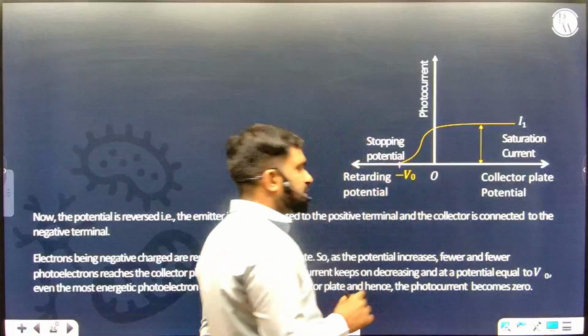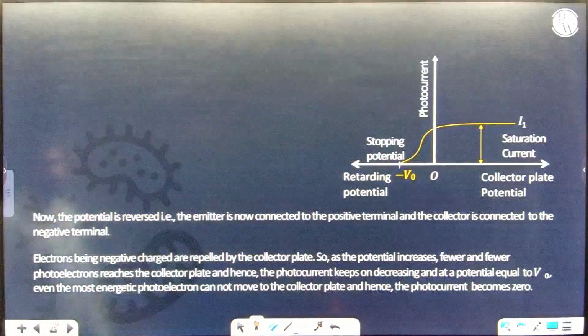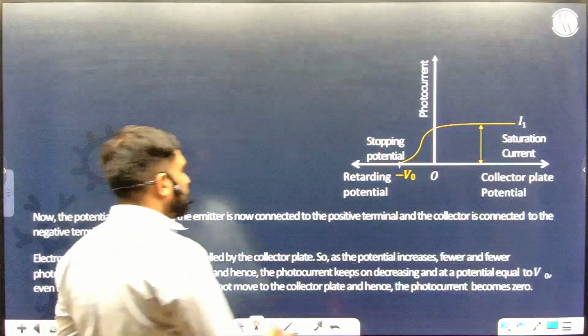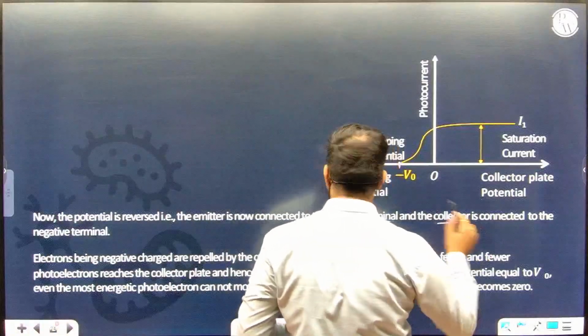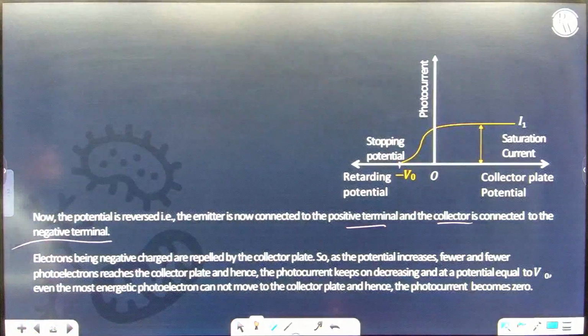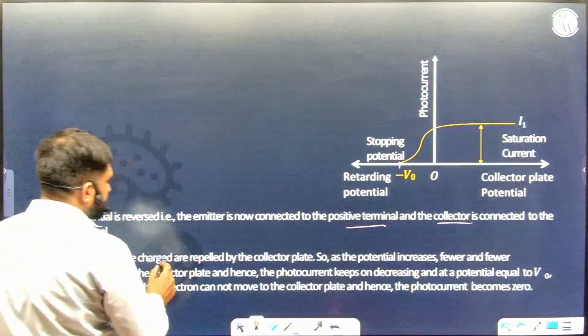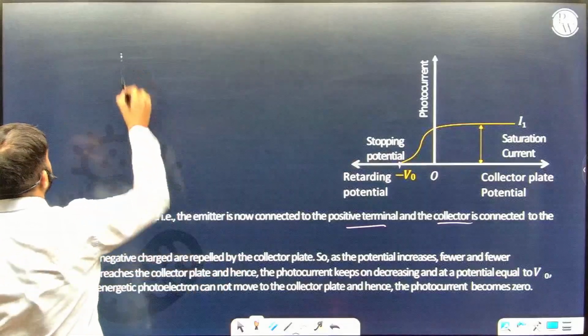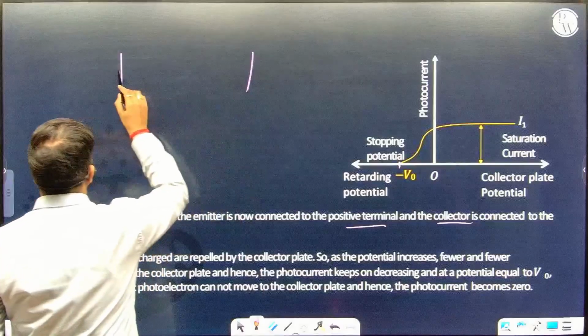Stopping potential is another aspect. Let's look at it. They are saying if the potential is reversed, now the emitter is connected to the positive terminal and the collector is connected to the negative terminal. Electrons being negatively charged, they are repelled by the collector plate. It's a straightforward concept. This is what they are saying.